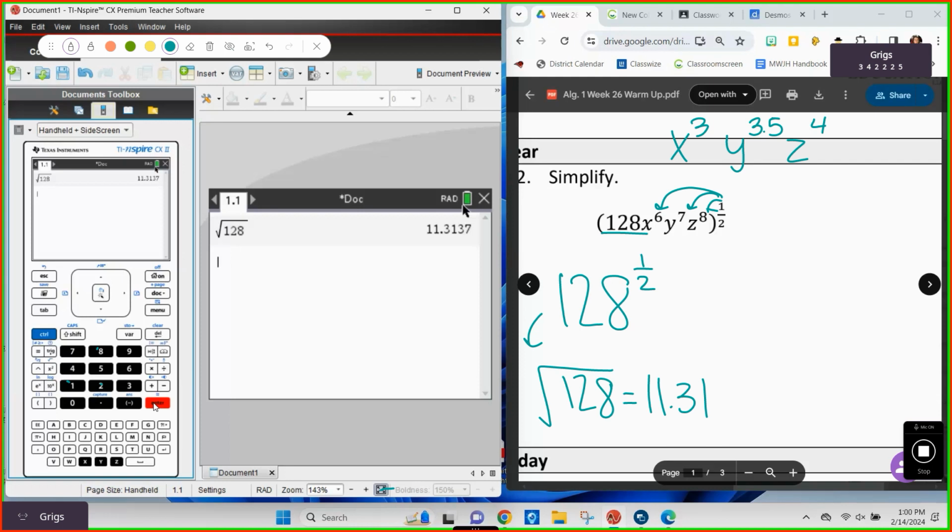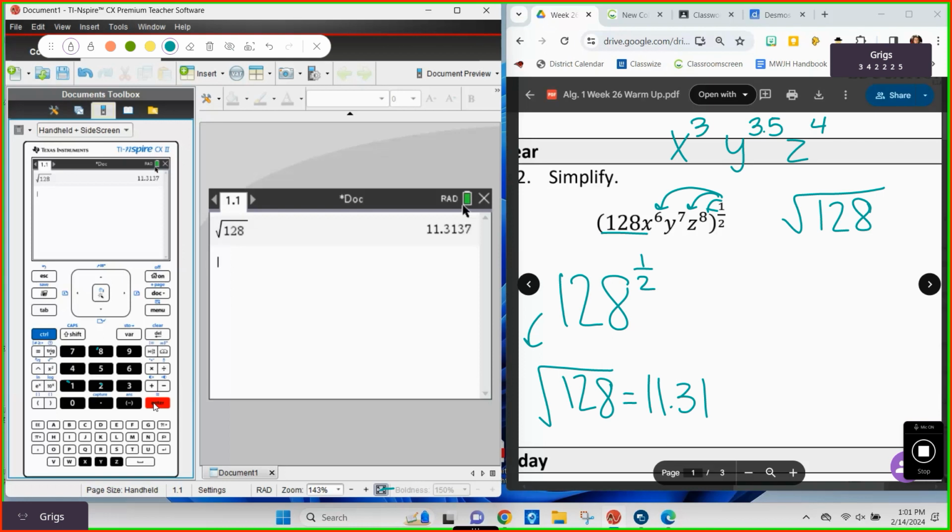Anytime I square root a number and it's not a perfect whole number, I want to simplify the radical. That's what it's called. In order to simplify the radical, I take 128 and think about perfect squares. I want to find which perfect square can divide out of 128.